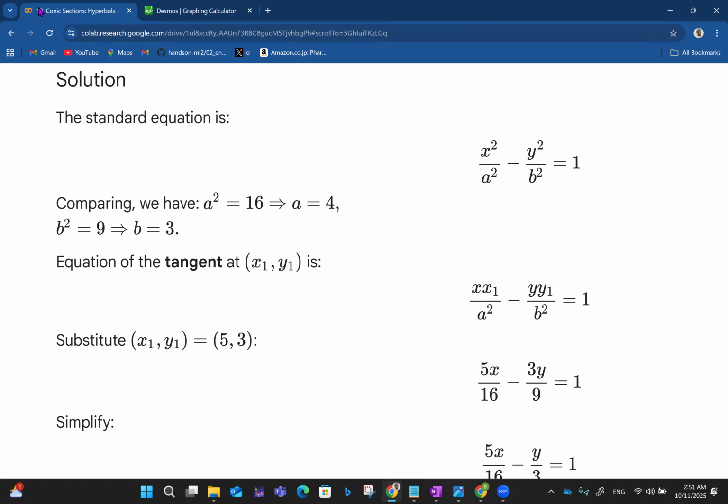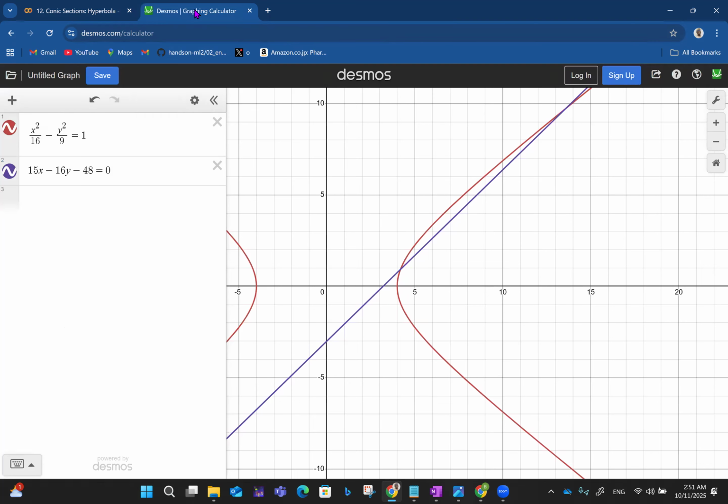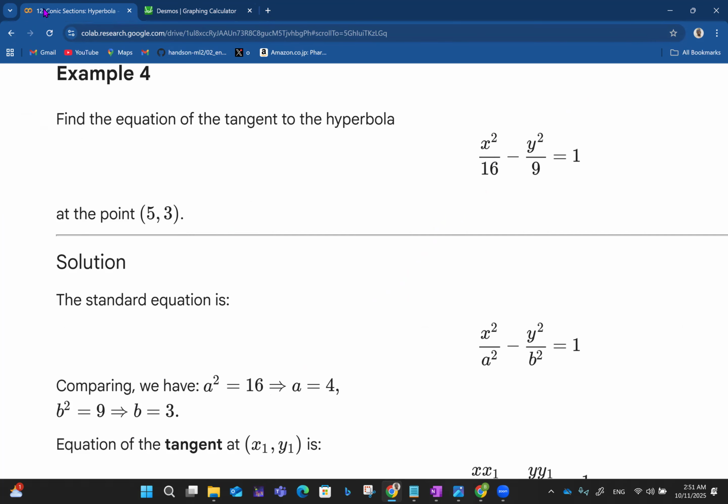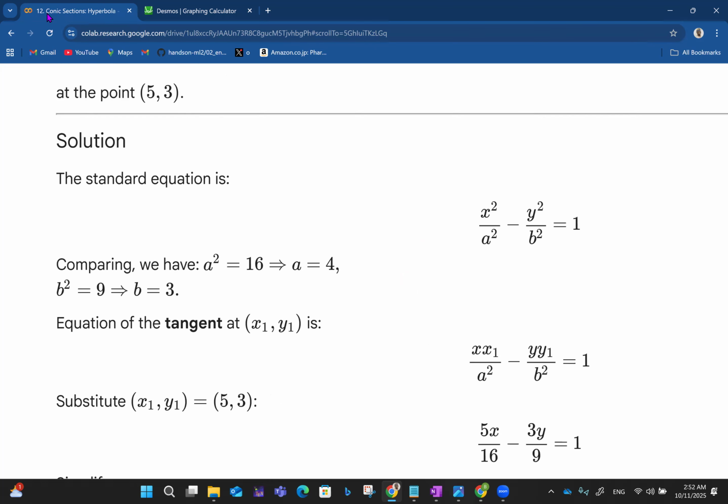x squared over 16 minus y squared over 9 equals 1, and this is the tangent. And then it cuts at these two points. So this is (5, 3) right here: 5, 1, 2, 3. This is (5, 3). So how come this is really not cutting?